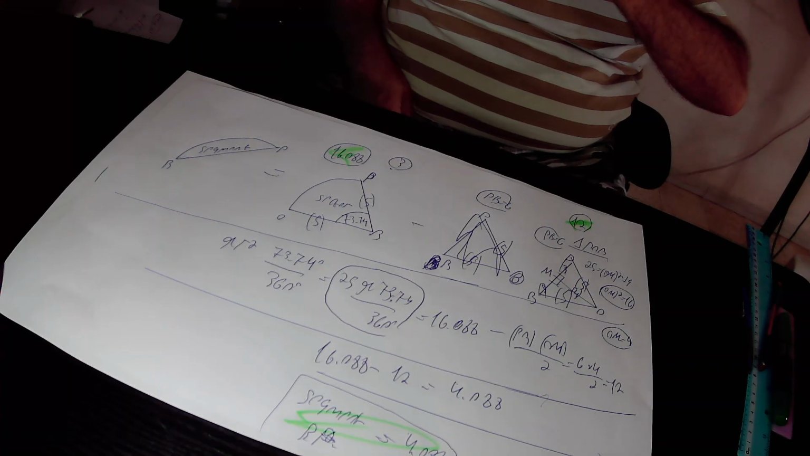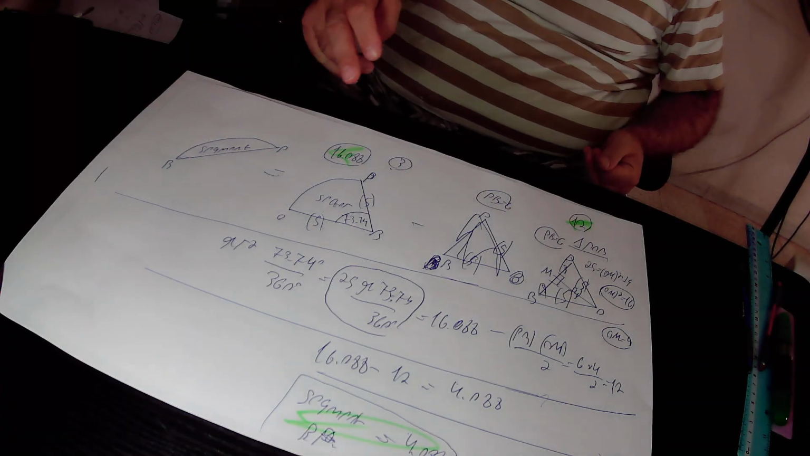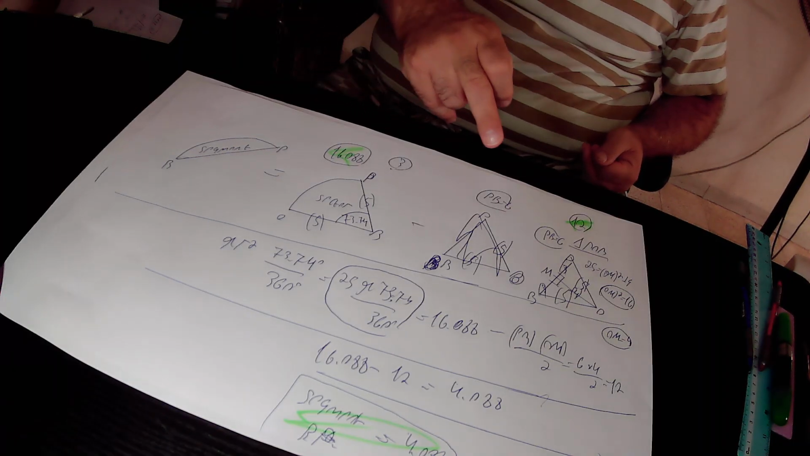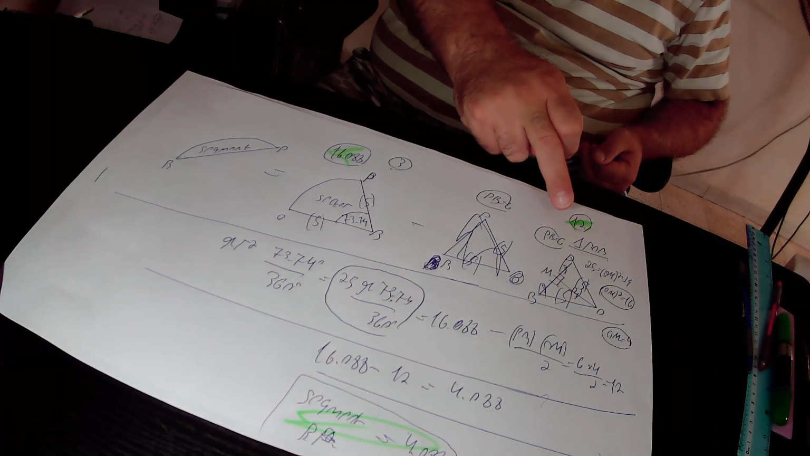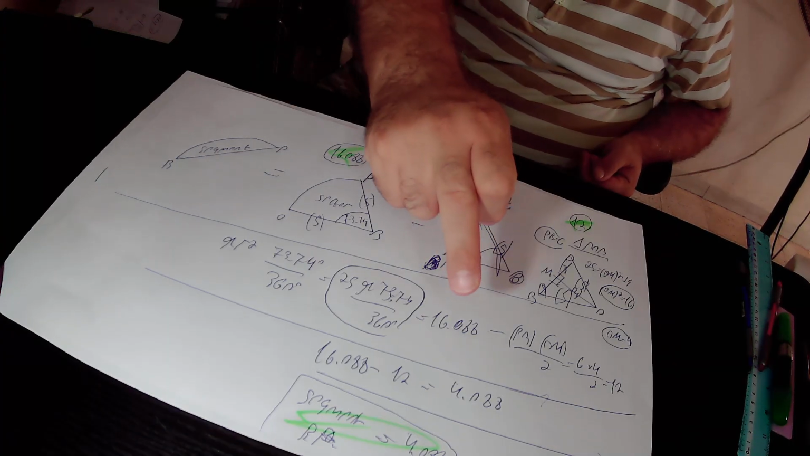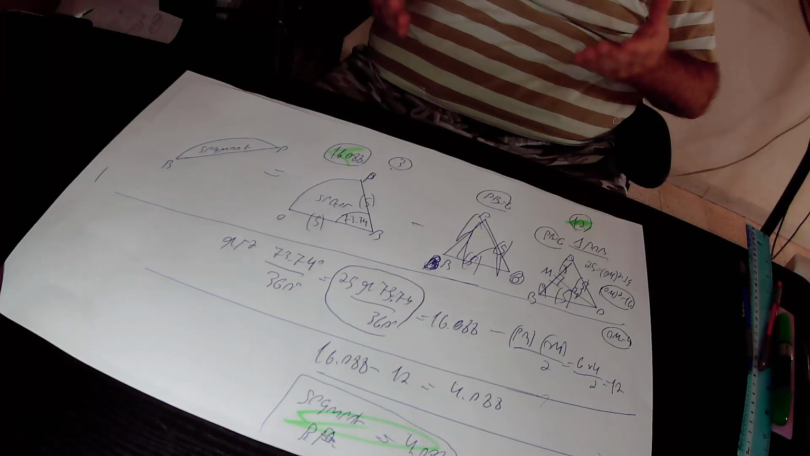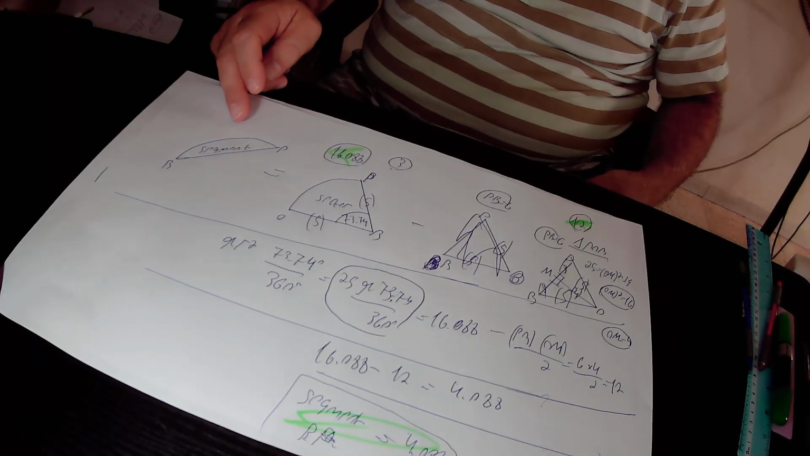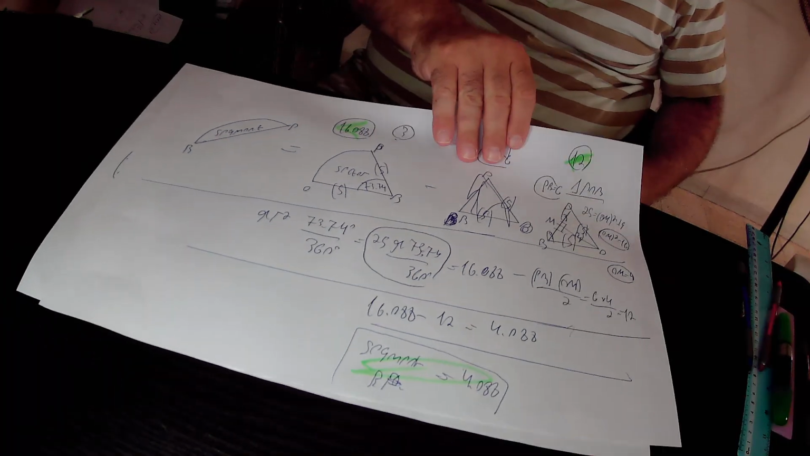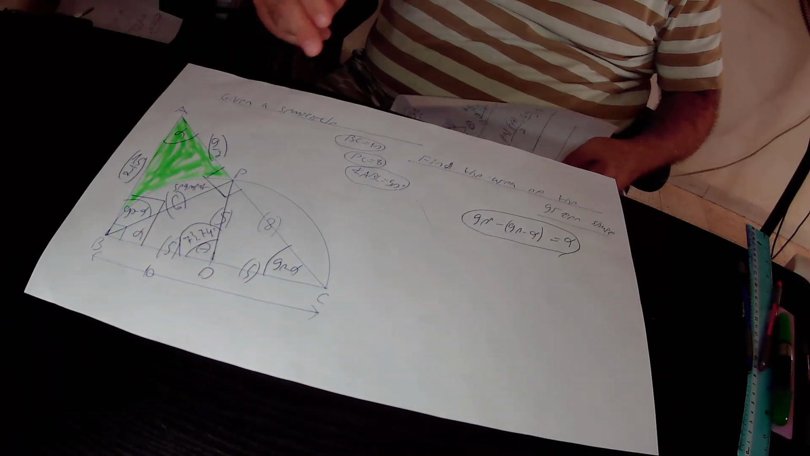So in total, the area of this isosceles triangle POB is equal to 12 square units. And the area of segment BP must be equal to the area of this sector POB, that is 16.088, minus the area of this triangle POB, that is 12. 16.088 minus 12 is 4.088 square units. So in total, the area of this segment BP equals 4.088 square units.